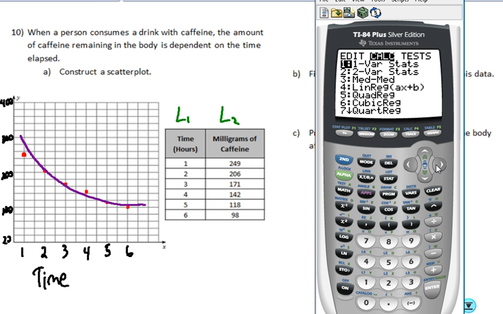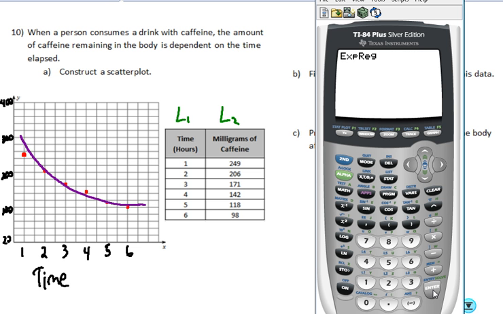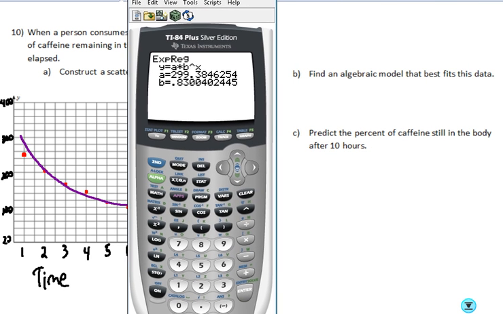What do I want it to calculate? Well, you should have seen this before. This isn't a line, so we're not doing a linear regression. Because we're saying this is exponential, we want to do an exponential regression. So if I hit enter, it then gives me an equation. And so for part B, we're going to write that equation down.